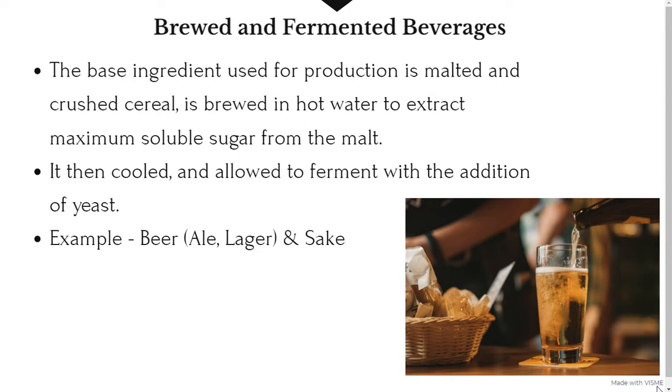and crushed. The crushed powder of the cereals is called grist, which is brewed in hot water so that the maximum soluble sugars are extracted from the malt. However, before fermentation is done, it is required to cool down the liquid so that the yeast can survive. Examples include beer. Further categories of beer are ale and lager. Ale is a top fermented beer and lager is a bottom fermented beer.